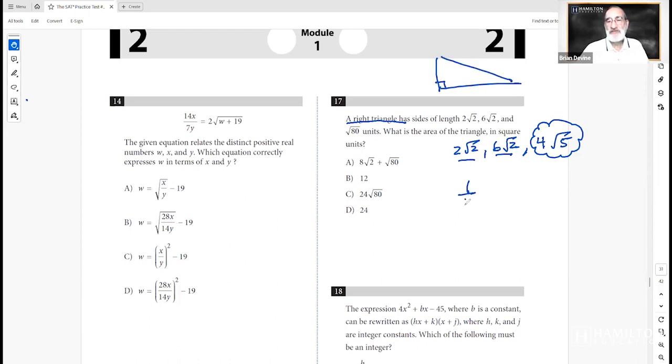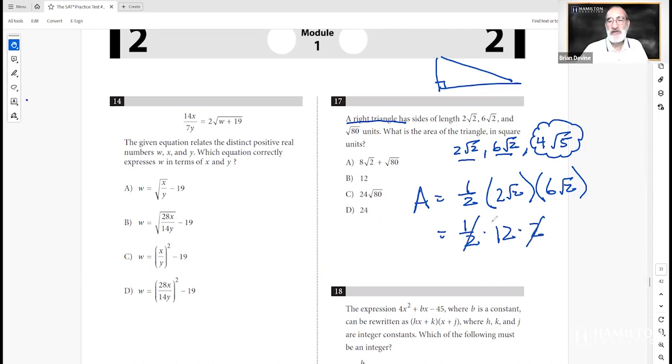So the area is 1/2 the base, 2 root 2, times the height, 6 root 2. So that's going to equal 1/2 of 2 times 6, which is 12, and root 2 times root 2 is 2, and these factors will cancel, and 12 is the correct area of this triangle. So B is the correct answer.